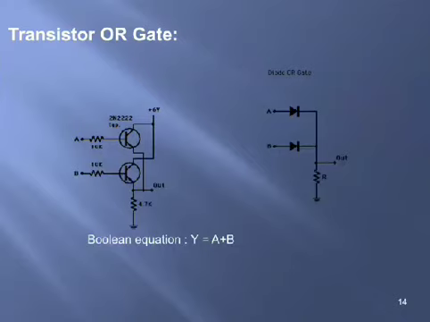Instead of implementing the OR gate operation with the help of switches, you can also implement the OR gate operation with the help of transistors and diodes. Here if you observe, the two transistors are acting like switches, and even in this diode OR gate also, the two diodes are acting like switches. So whenever the transistor is turned on, it will be treated as closed switch. Whenever the transistor is turned off, it will be treated as open switch.